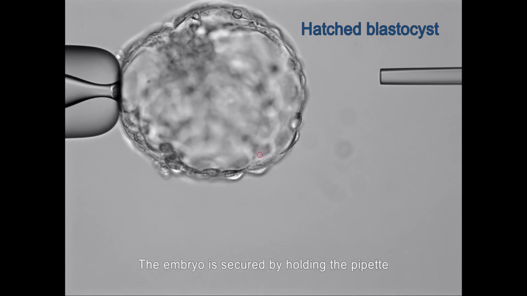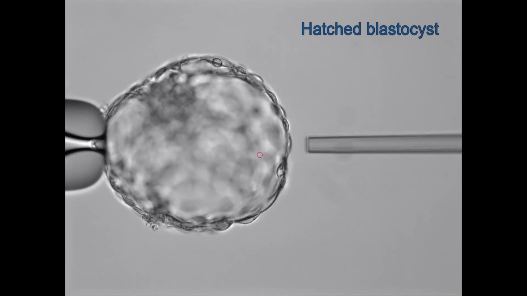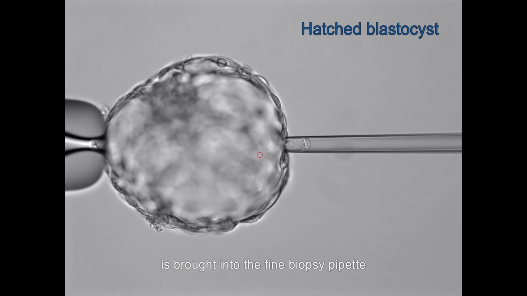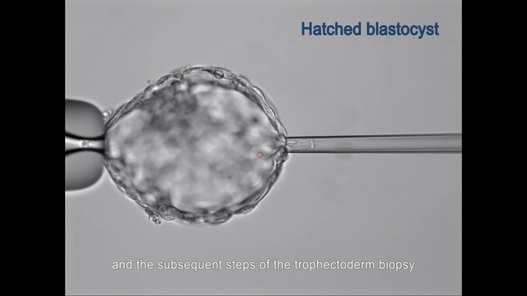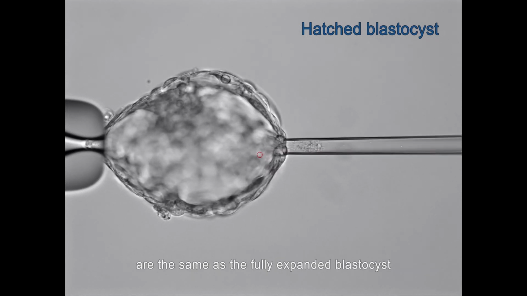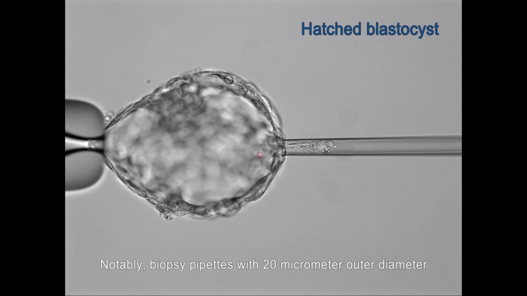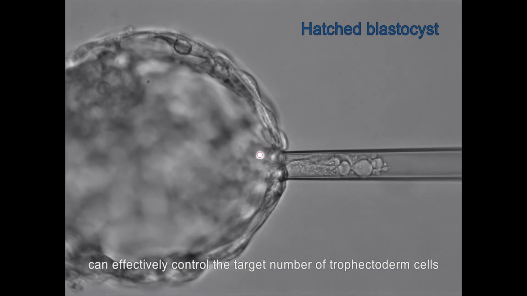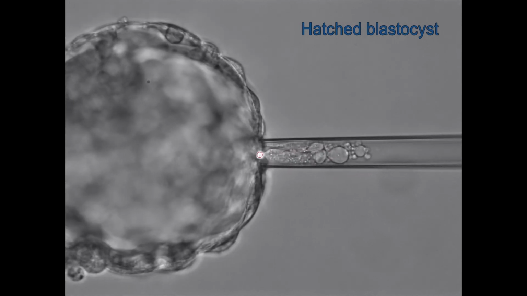The embryo is secured by the holding pipette, which should be away from the inner cell mass. The trophectoderm opposite to the inner cell mass is brought into the fine biopsy pipette, and the subsequent steps of the trophectoderm biopsy are the same as the fully expanded blastocyst. Notably, biopsy pipettes with 20 micrometer outer diameter can effectively control the target number of trophectoderm cells, making the biopsy of fully hatched blastocysts easier.